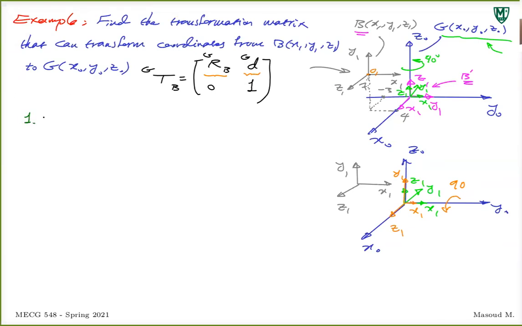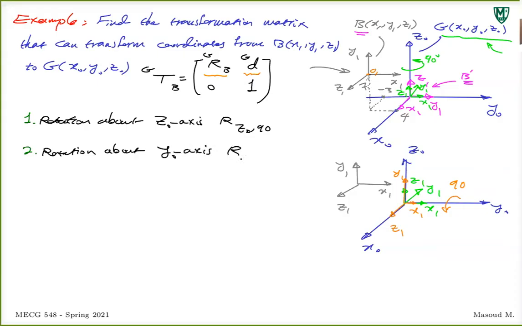I did rotation about z naught axis 90 degrees. So it's R z naught 90 degrees. Then I did another rotation around y naught. So rotation about y naught axis. So R y naught 90 degrees. Right now, orientation is good.